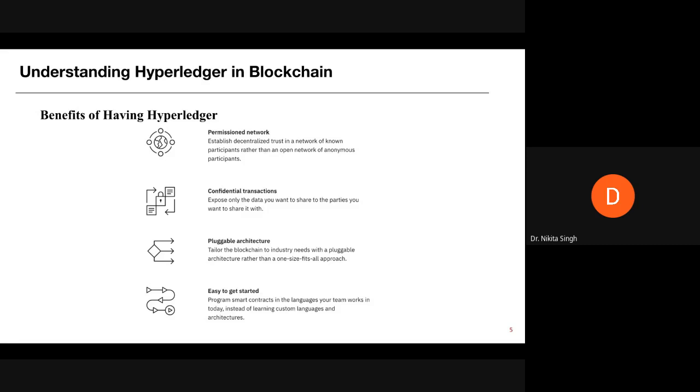Then it is very easy to get started. Programming your smart contracts on Hyperledger Fabric is very easy because you do not have to learn any custom language. You do not have to learn Solidity. Instead, you can write your smart contracts in general purpose programming languages: you can use Java, you can use Golang, you can use Node.js if you're familiar with it, and you can start writing your smart contracts. So these are the benefits of having a Hyperledger.